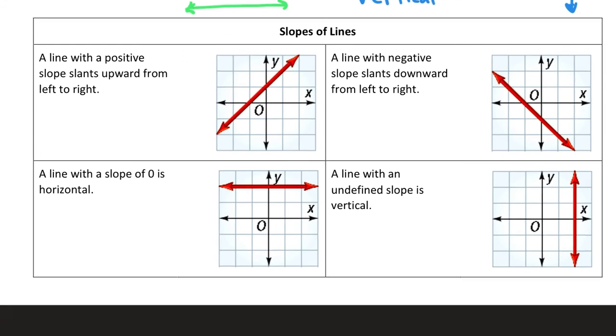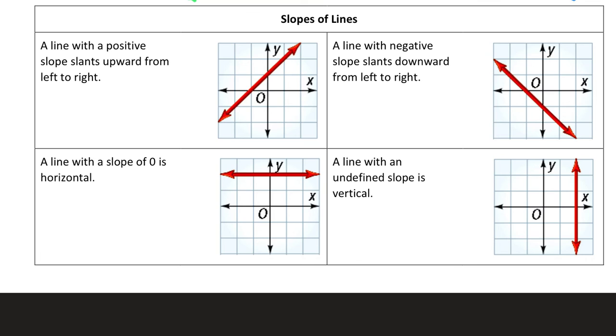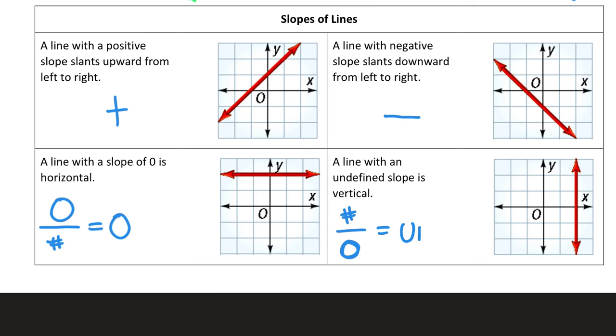So just a quick overview of the slopes of lines. Positive slope, the line goes up from left to right. Negative slope, the line goes down from left to right. 0 slope is when you have 0 over any number other than 0. That's horizontal slope. Undefined slope is when you have any number over 0, which is undefined.